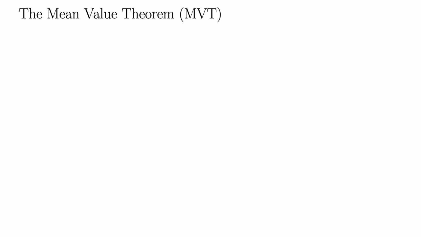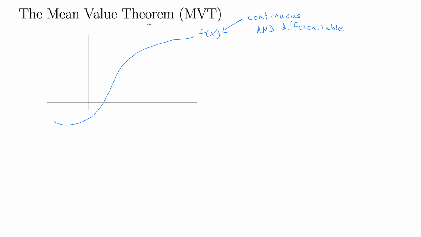The mean value theorem is a generalization of Rolle's theorem. So let's do this in pictures first, and then I'll put up the actual mathematical formulation. Let's start with a function that is continuous and differentiable on some interval a, b. So here's our function, continuous and differentiable. Not necessarily everywhere, but at least on this interval here, a to b.